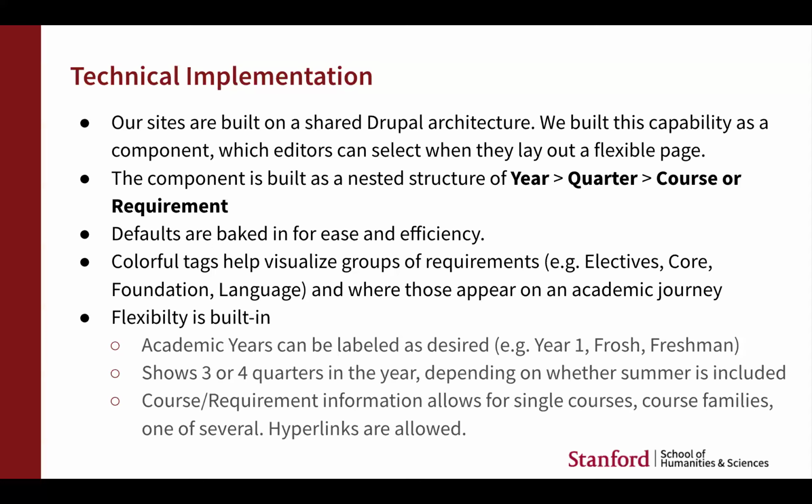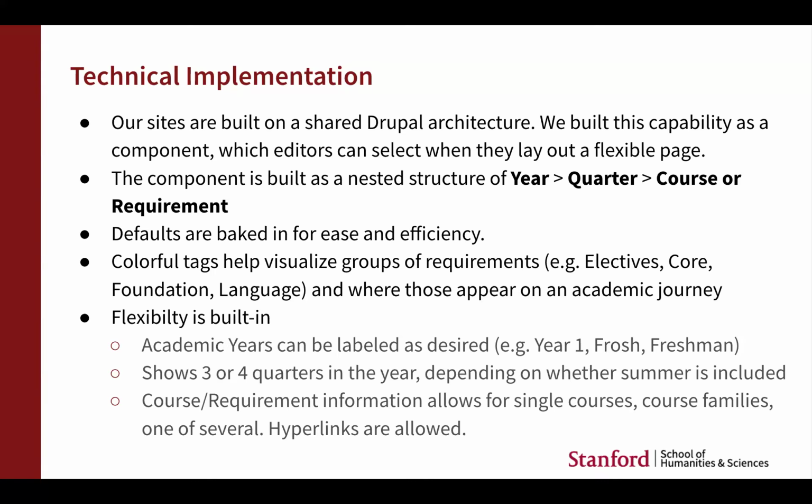The other thing is we had to build in flexibility. HNS is such a big school. You have everything from the nursery to the PhDs, right? So you needed to be able to find a way. Some people label the first year as year one, and some call it fresh year, and some people call it freshman year, right? So all of those flexibilities had to be built in, summer or not summer.